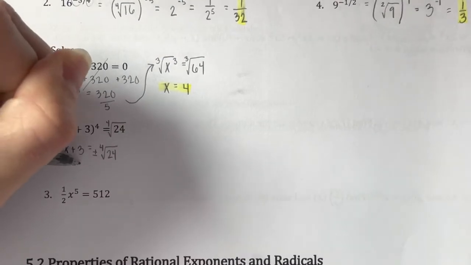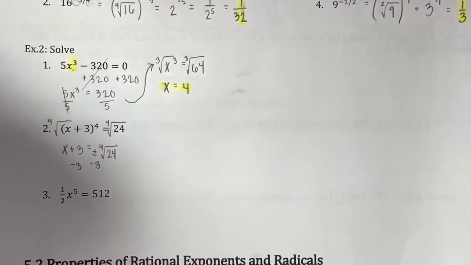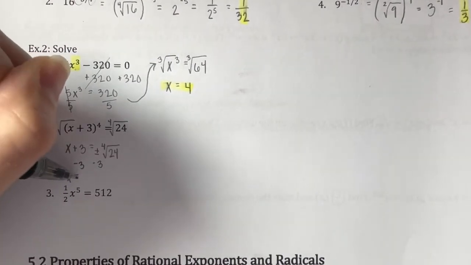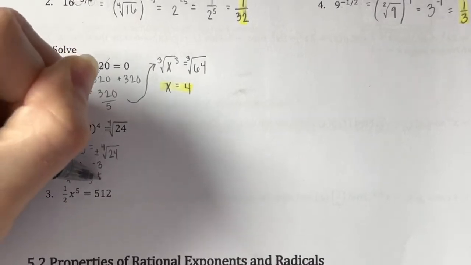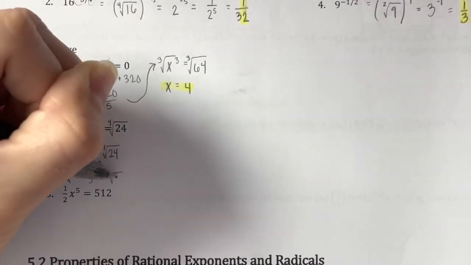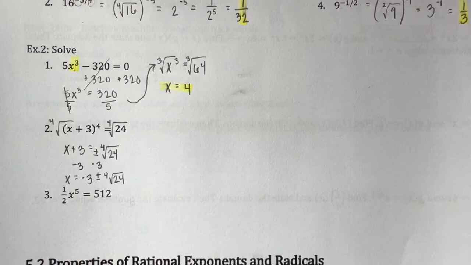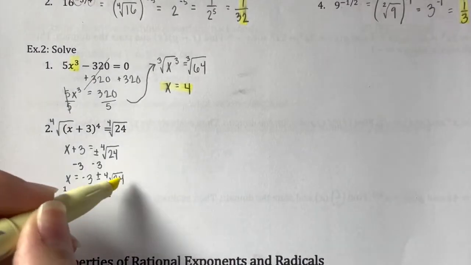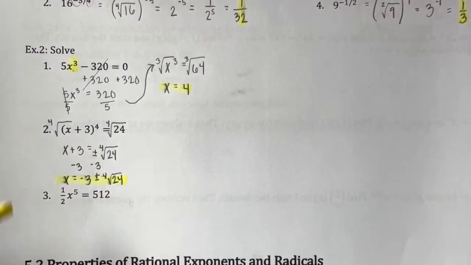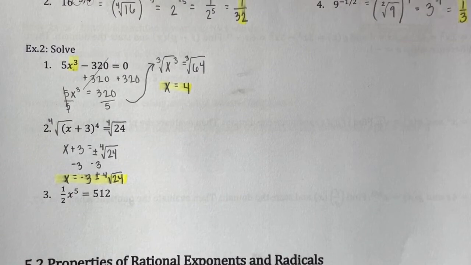And then the last thing is we can subtract the 3 over. So we have x equals negative 3, and then plus or minus the 4th root of 24. So x equals negative 3 plus or minus the 4th root of 24. So anytime you have an answer that has a 4th or an even root in it, you have to include the positive or negative answer. You don't need to do it for an odd root though.